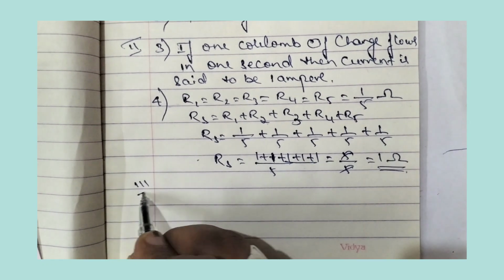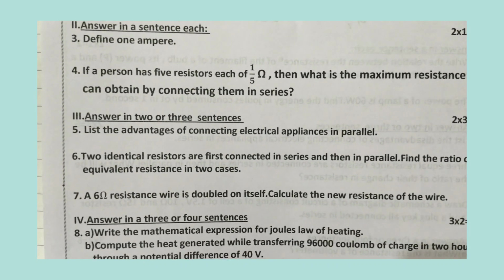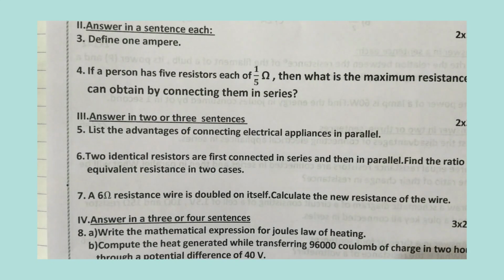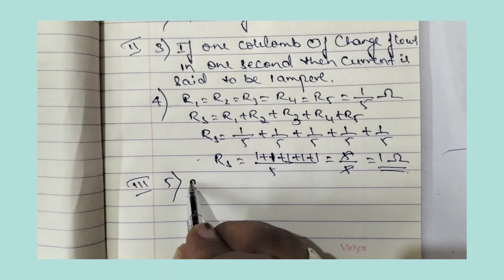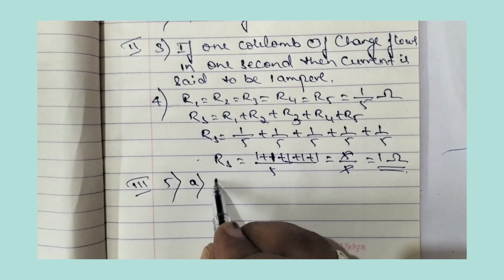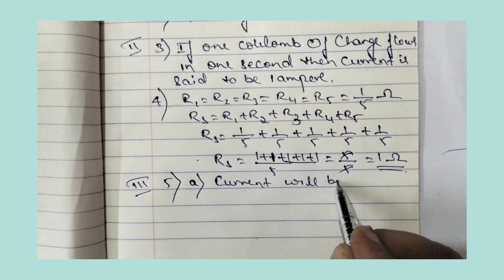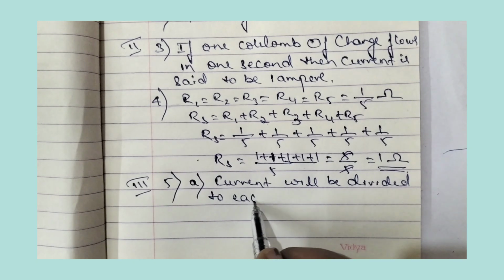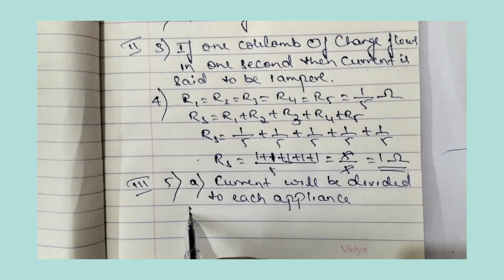Now let us move to the third mark, that is question number 5. Question number 5 is: list the advantages of connecting electrical appliances in parallel. So let us write the advantages of connecting electrical appliances in parallel. The first one is: current will be divided to each appliance.